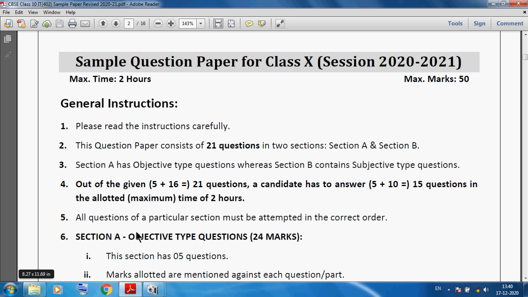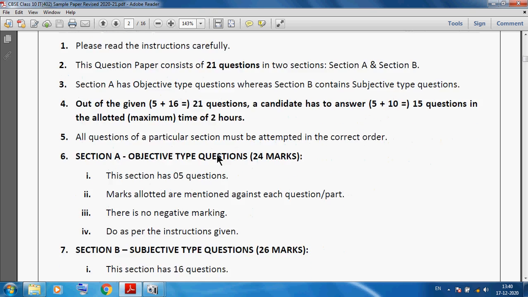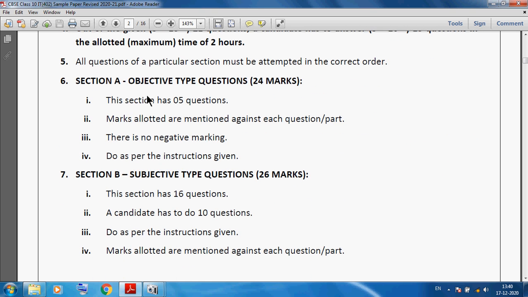All questions of a particular section must be attempted in the correct order. So you must use the proper serial number in your answer. You can see in our section A, objective type questions, this section has 5 questions. Marks allotted are mentioned against each question part.